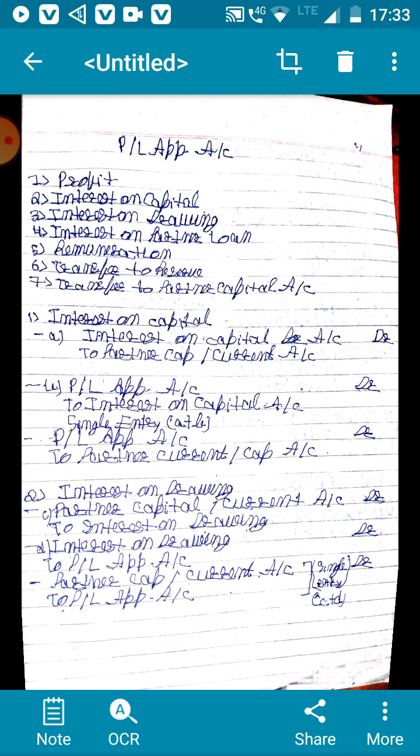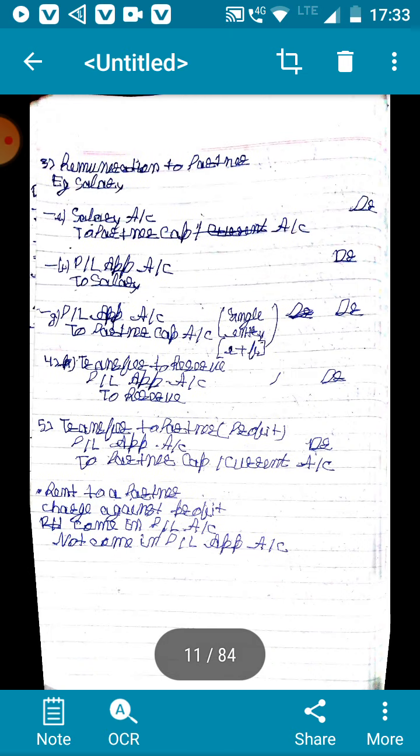The second item is interest on drawings. The entries for interest on drawings are: partners' capital accounts debit to interest on drawings, and interest on drawings to profit and loss appropriation account. These are the two entries on interest on drawings. If we have to pass a single entry, then partners' capital accounts debit to profit and loss appropriation account.